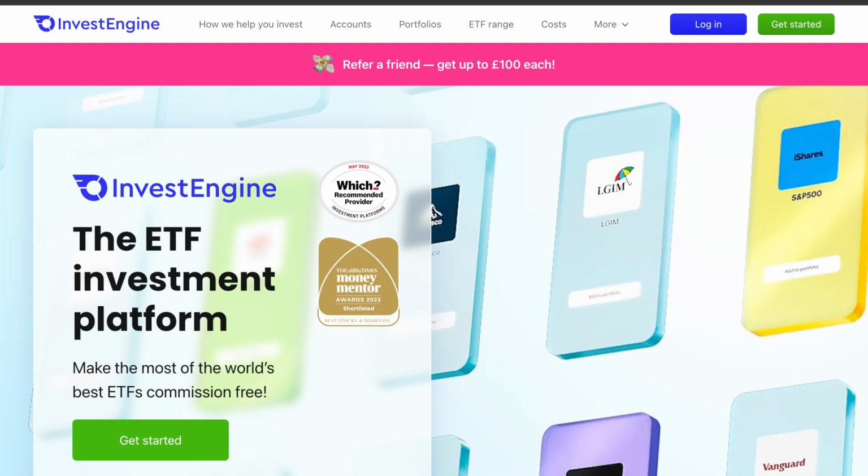The next thing that I'd love to talk to you about today is also InvestEngine. So this is a relatively new platform, but it's growing extremely fast. It focuses purely on ETFs. So you don't have the ability to buy stocks, shares, etc. But what you do have is a really easy platform that allows you to invest in ETFs.